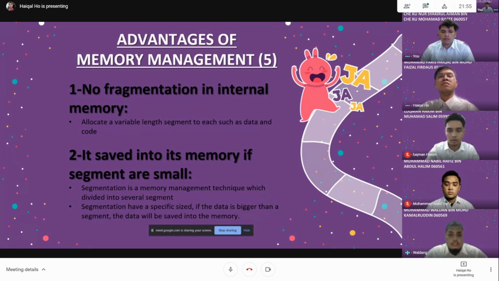Then, if segments are small, they may be saved into memory. It is a job management technique in which each job is divided into several segments of different size, one for each module that contains pieces that perform related functions. So, if the data is bigger than a segment, the memory management will back up a segment by saving the data into memory.